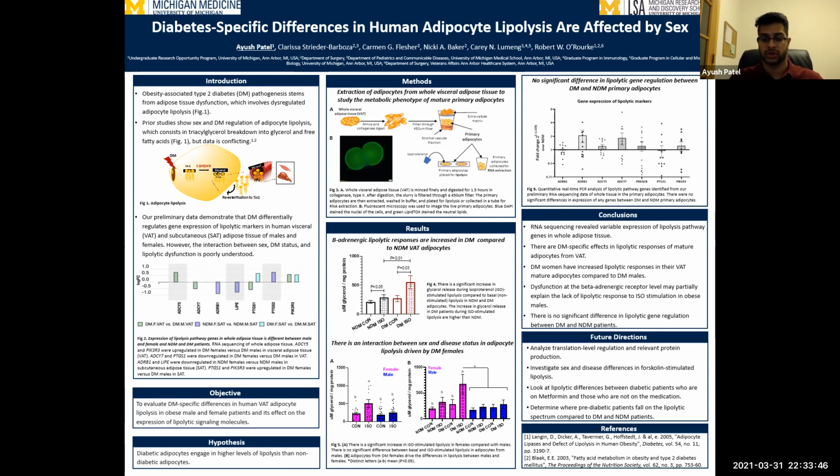And so moving forward, some things that we can look at in particular are investigating sex and disease differences in forskolin stimulated lipolysis. This would be interesting because forskolin stimulates cyclic AMP, which is a different factor along the lines of the complex metabolic pathway. So we could look at that. We could also look at the effect of metformin, which is a very common type 2 diabetes medication, and what that does with the lipolytic responses in patients. And finally, we could also look at where pre-diabetic patients fall along the scale of lipolysis, since they're in the middle ground of non-diabetic patients and patients that are officially diagnosed with diabetes.